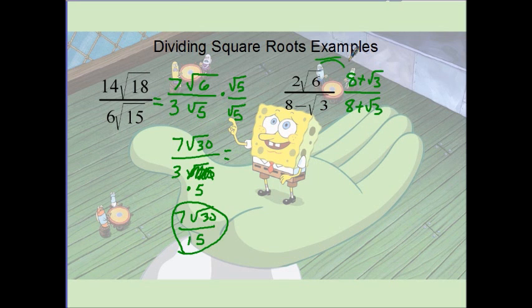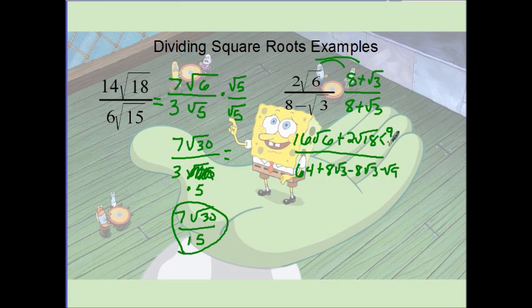Top, let's distribute. I end up with 16 square root 6 plus 2 square root 18 divided by, let's FOIL out that bottom, 64 plus 8 root 3 minus 8 root 3 minus the square root of 9, and let's simplify. 18, the perfect square 9 times 2. Square root of 9 is going to be 3, it joins that 2 outside. I get 16 square root 6 plus 6 root 2.